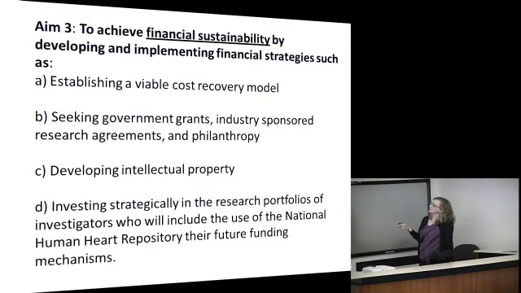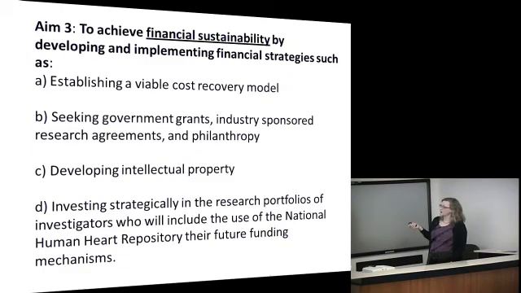And then our aims to achieve financial sustainability are to establish a viable cost recovery model. This is mainly aimed at the academic investigators, seeking more government grants than what we currently are, but looking also for industry-sponsored research agreements where industry may be interested in having access to our cells, our tissues to test different types of pharmaceuticals or ask other kinds of questions, and also philanthropy.